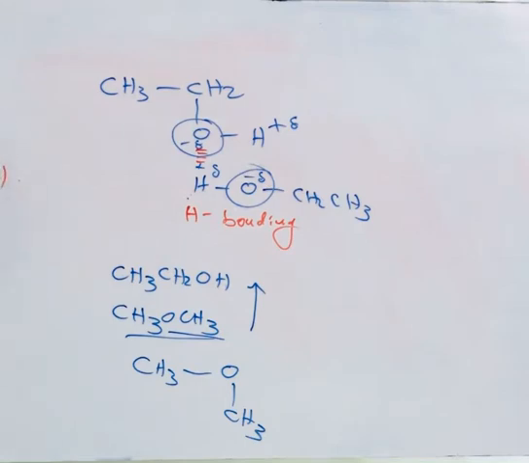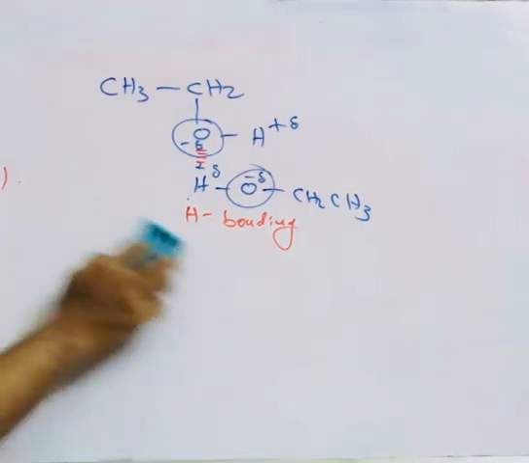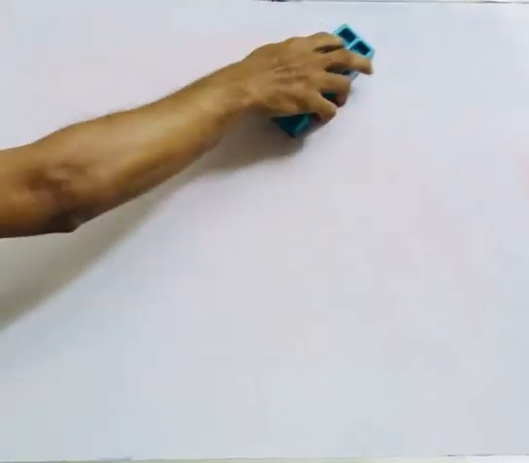So ethanol molecules are associated in ethanol due to strong hydrogen bonding, but in methoxymethane, an ether, that type of hydrogen bonds are not possible. So the boiling points of ethers are lower when compared to the corresponding alcohols. So here methoxymethane will have a lower boiling point than ethanol. So this is the reaction we have read in this case.